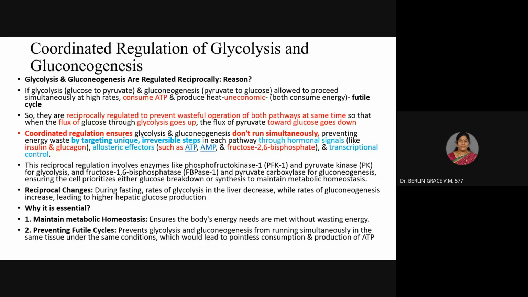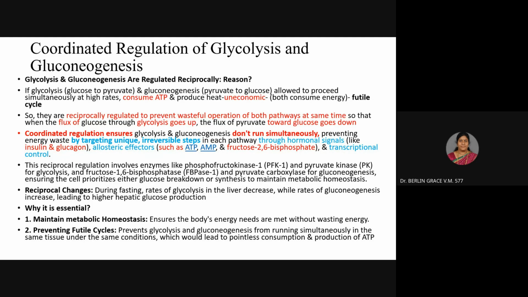So when the flux of glucose through glycolysis goes up, the flux of pyruvate towards glucose goes down. Here you can see the turnover of the fluxes, and this is coordinately regulated to ensure that both don't run simultaneously, to prevent energy waste. How is it done? By targeting unique, irreversible steps in each pathway. It can be done through hormonal signals, by allosteric effectors, and by transcriptional control at the molecular level. In molecular biology, that will be explained in detail.